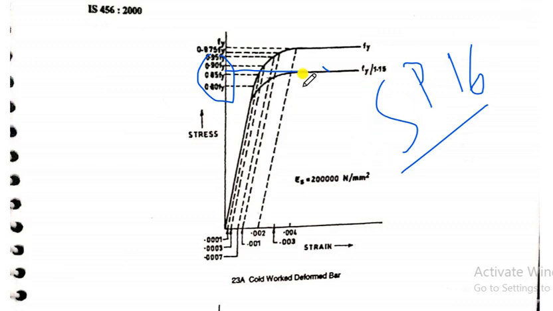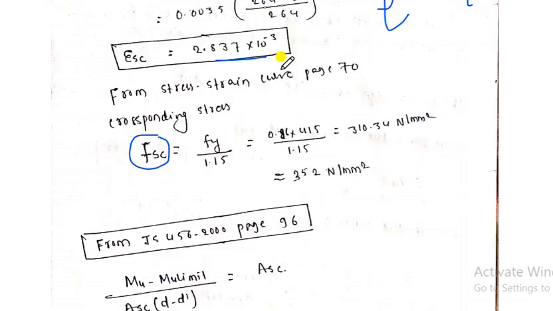So let's calculate the stress value from these diagrams. Here I took 0.86 into 415 divided by 1.15, so the value comes to 310. By rounding off I have increased it and taken 352. You can take it as you like.